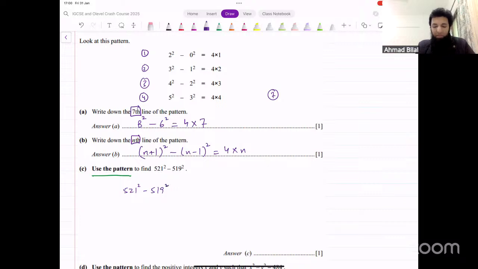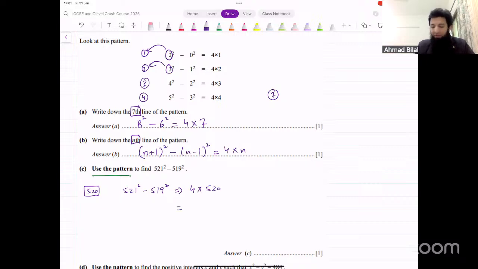Which row number should it be? If it's 2, the row number is 1. If it's 3, the row number is 2. So if it's 521, the row number should be 520. So it's the 520th row. What is this going to equal? On the right side, we have 4 times the row number, which is 520 in this case. So that should equal 4 times 520.